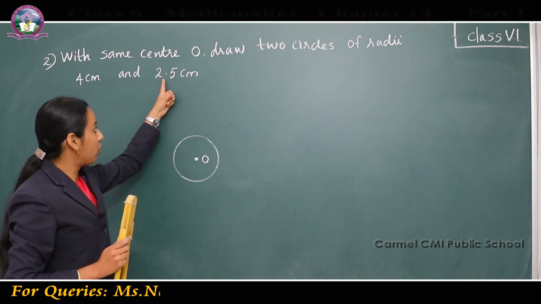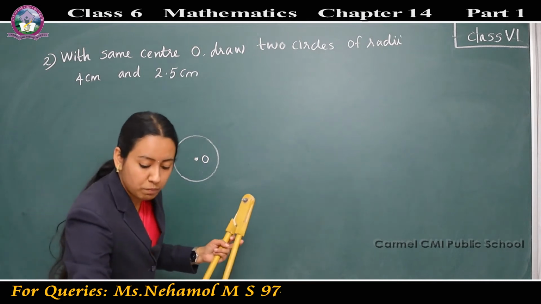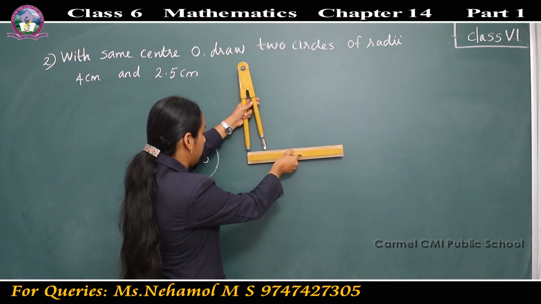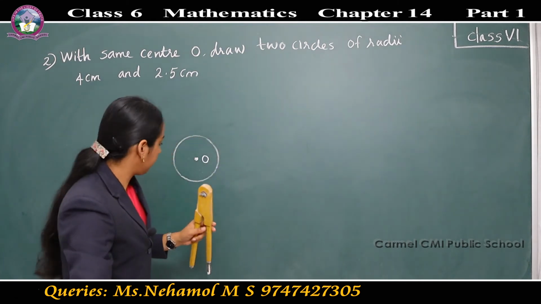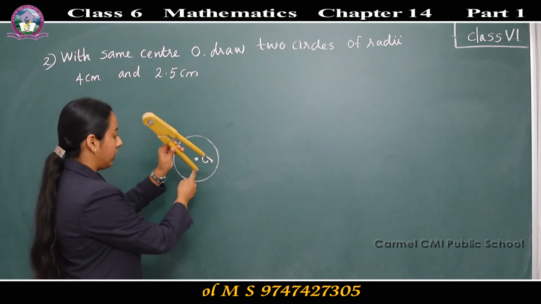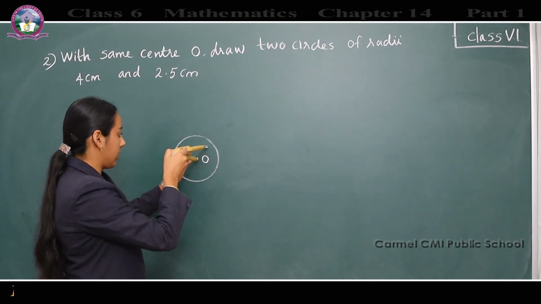Now we have to draw a circle with the radius 2.5 centimeter. So again take the compass and take 2.5 centimeter. Then again place the pointer at O and draw the circle.